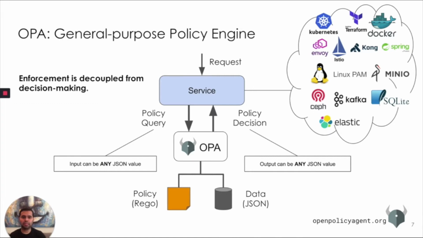So what this means is that as long as you give some structured data to OPA, it's going to give you a decision back. And you write policies which make sense for that data, of course. Even the policy decision itself can be any JSON value, and then it's up to your service to interpret that decision and finally enforce it.